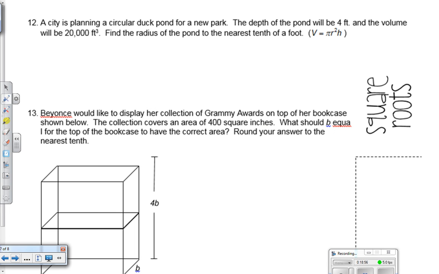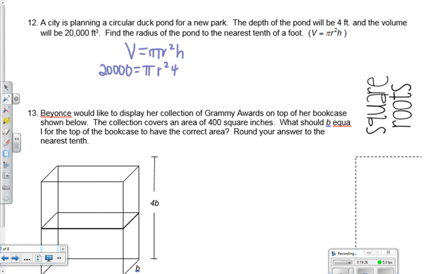Alrighty, almost done. Number 12, we're talking about the volume of a circular pond, so it's actually like a cylinder. They give us the formula for volume. Anytime a formula is given to you, I would write that out. We want to make sure we use it. They tell us the volume is 20,000. Pi is always a constant. Radius, we don't know, but that's what we're going to find. And then height is 4 feet, the depth.